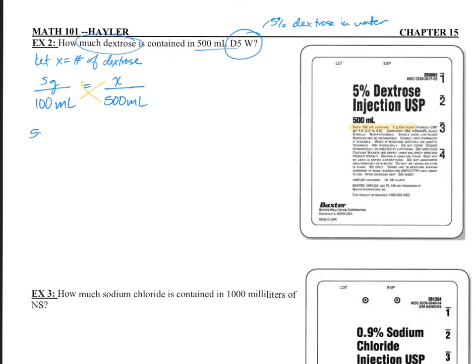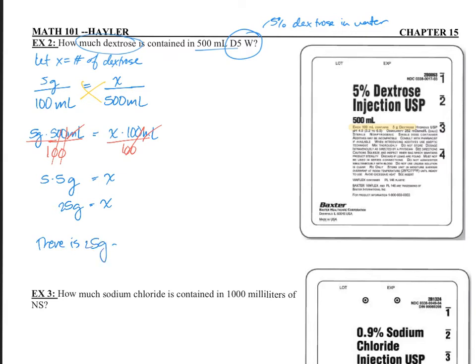And we get 5 grams times 500 milliliters equals x times 100 milliliters. Let's go ahead and cancel the milliliters, and in the same step, let's divide by 100. When we do that, cancel those two zeros, and we're left with 5 times 5 grams equals x. So x equals 25 grams. Which means, remember grams is the number of dextrose, there is 25 grams of dextrose in 500 milliliters.